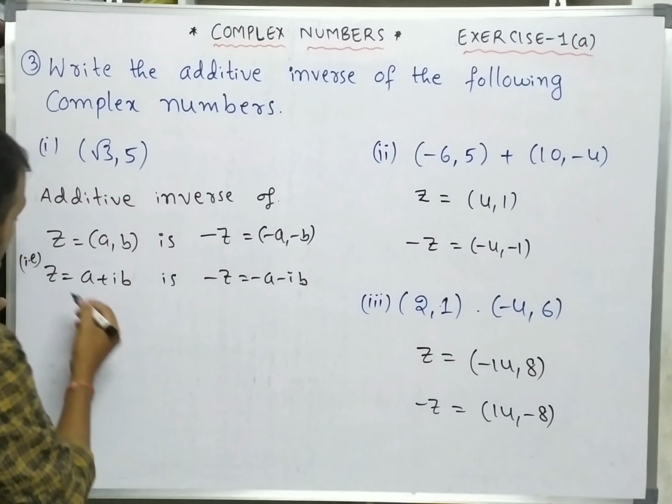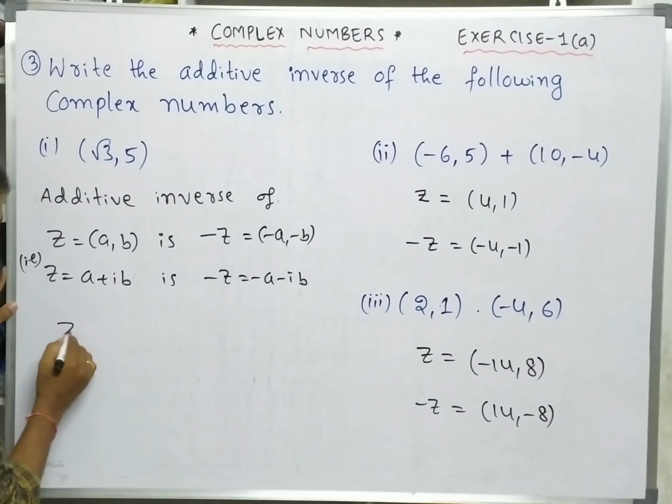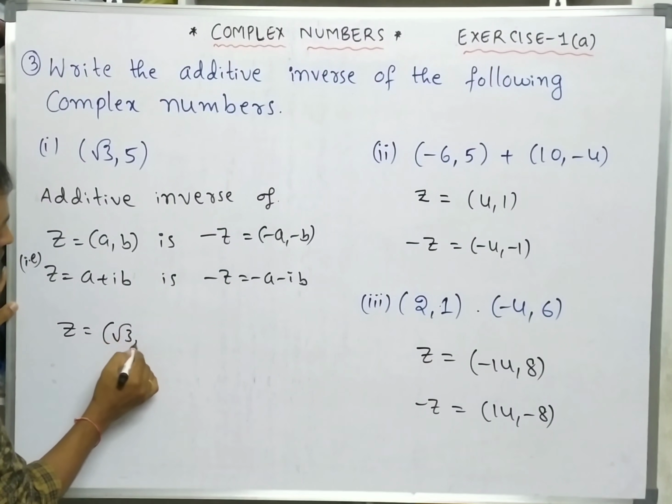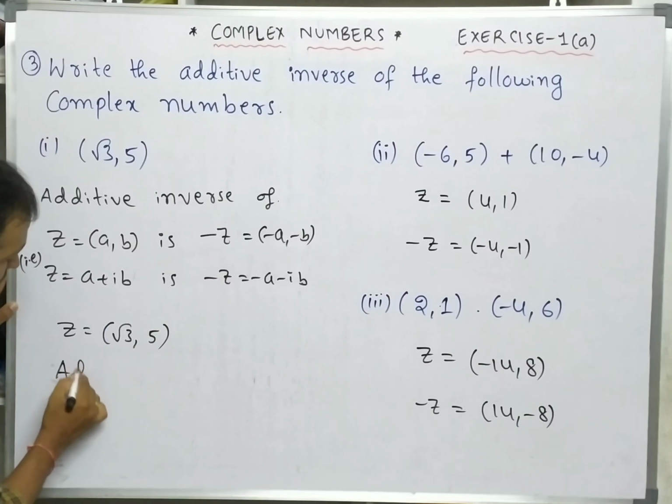So here the question is z is equal to (root 3, 5). So what is the additive inverse?